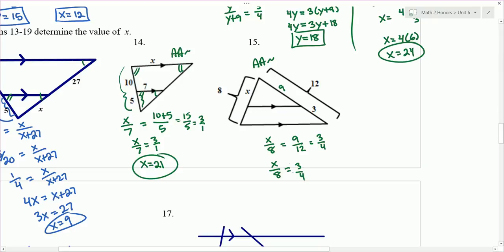We can cross multiply. We can also get a common denominator here. If we double the 3/4 to both the 3 and the 4 to 6 over 8, then we see x is 6. But let's just cross multiply here. So 4 times x is 8 times 3. Divide by 4. 24 over 4 is 6.